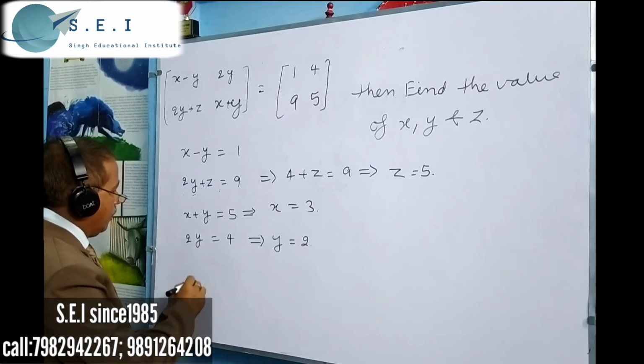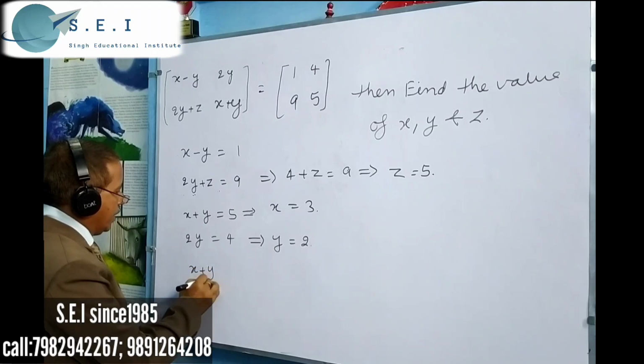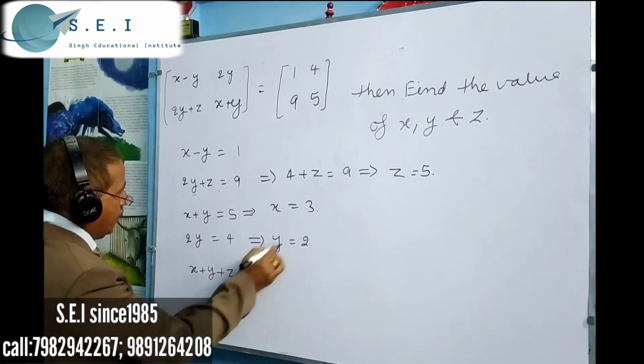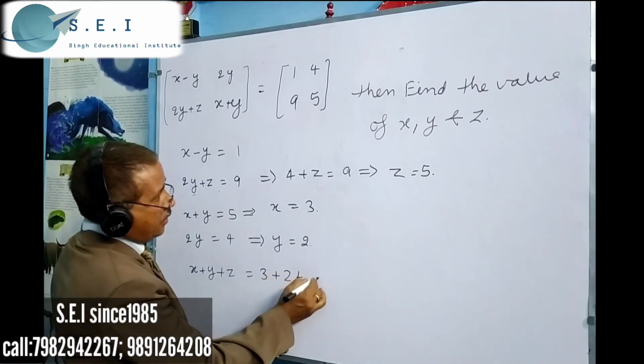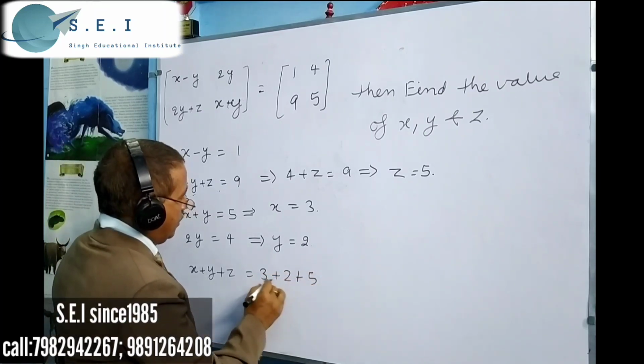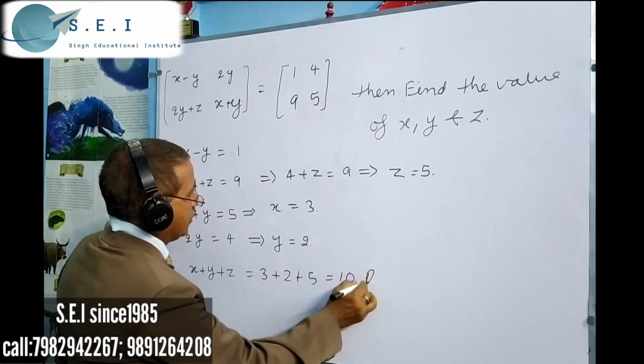Now we have to find out x plus y plus z, which is equal to 3 plus 2 plus 5. 3 plus 2 is 5, 5 plus 5 is 10. 10 is the answer.